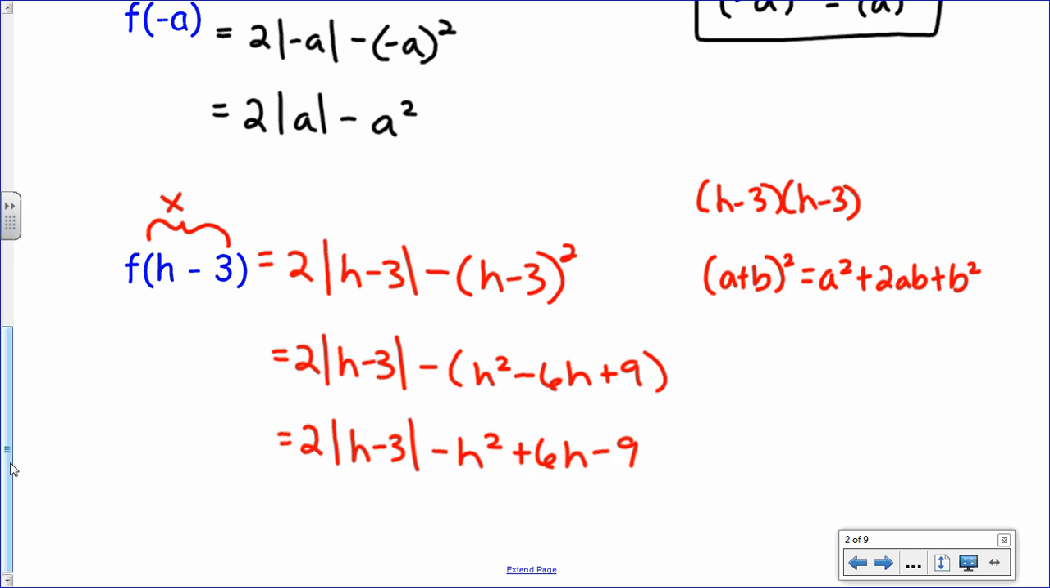Okay, so any questions about that? Everybody see what we did? Everybody okay with us inserting it in for x? Okay? And then all I did from there was just multiply this out. Since it was a minus, I had to distribute that negative. Okay?